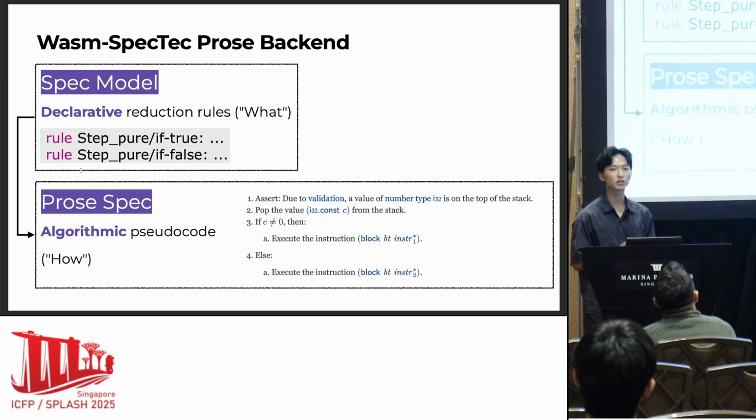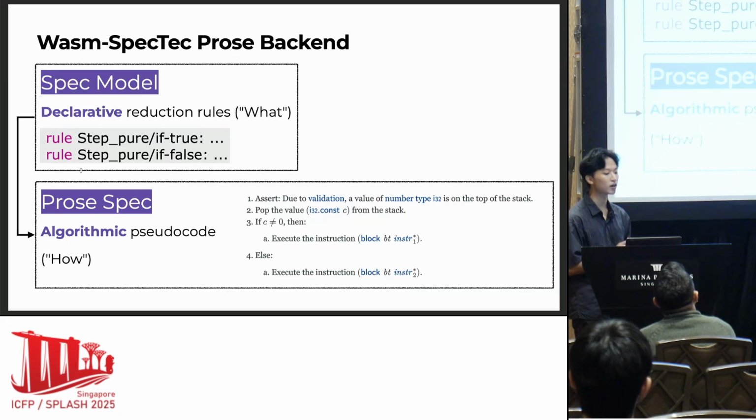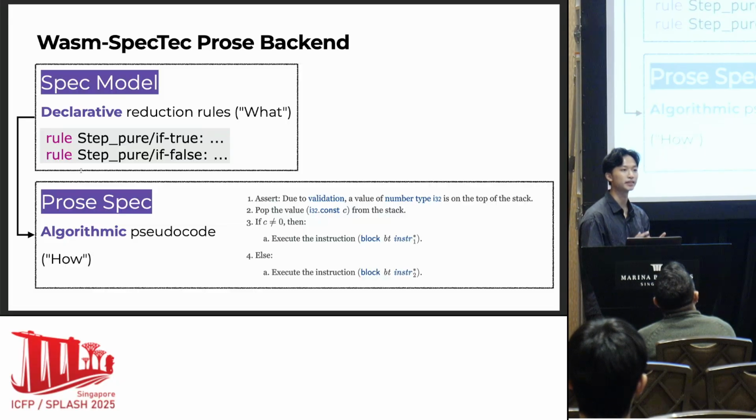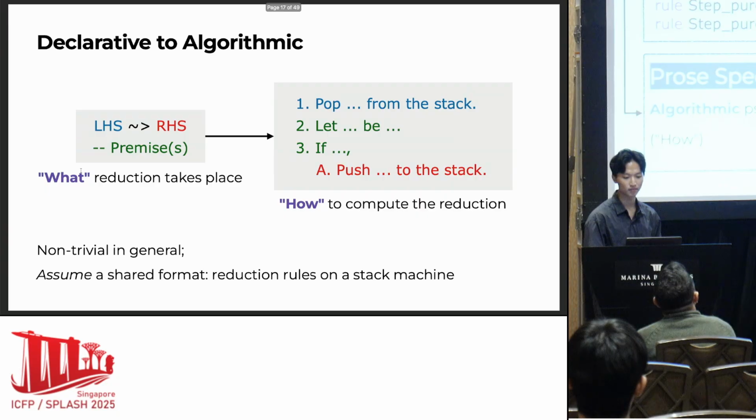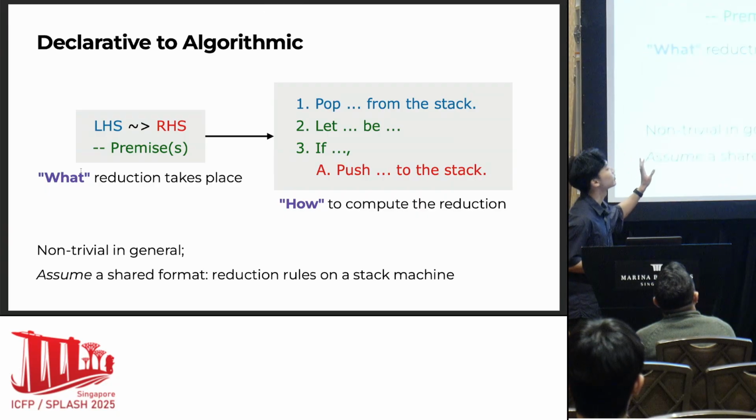At a high level, the spec model is a collection of declarative reduction rules saying what the semantics of Wasm is. However, it does not necessarily describe how to compute the semantics. And Wasm-SpecTec automatically derives the prose specification, giving algorithmic pseudocode of how to carry out the reduction in a computational sense. And this conversion from a declarative form to an algorithmic form is non-trivial in general.